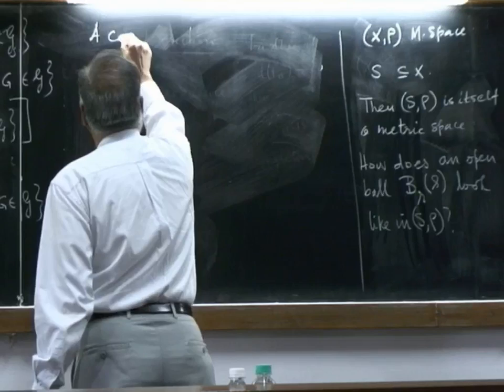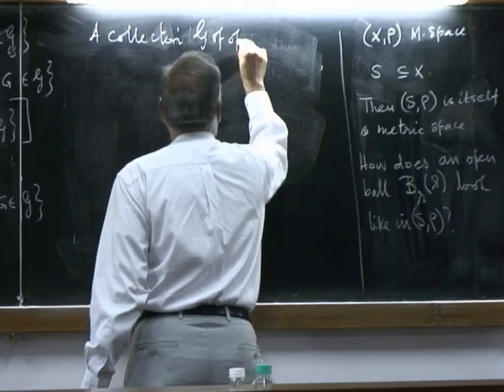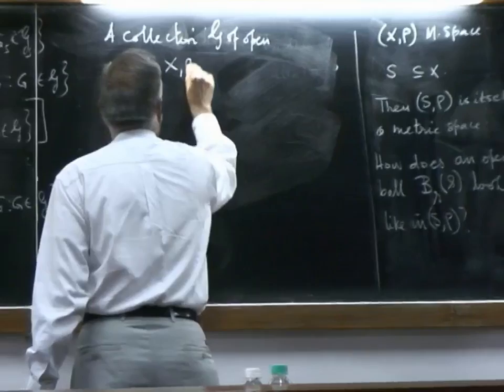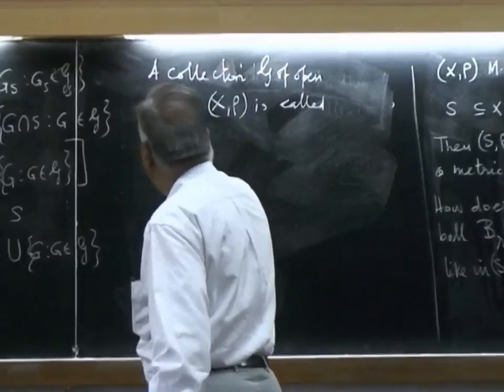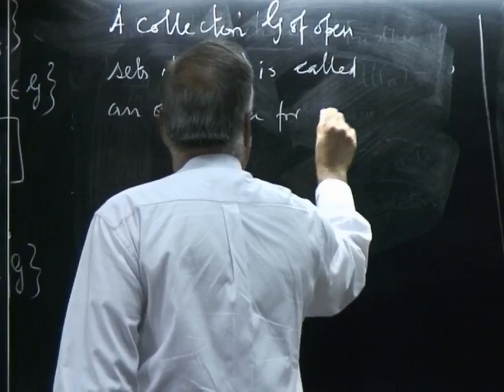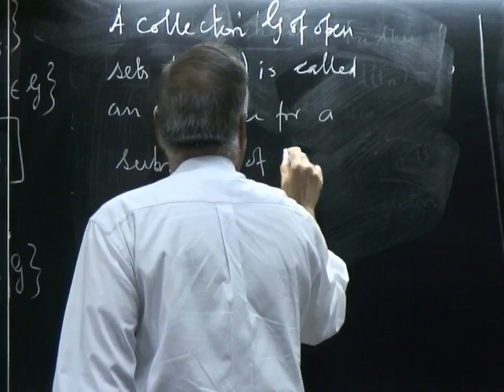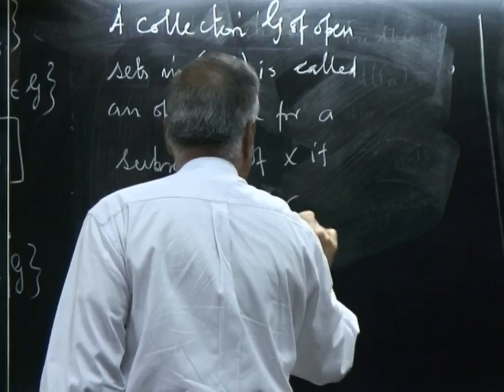Okay. So, therefore, this gives us the definition: a collection G of open sets in X, rho is called an open cover for a subset S of X if S is contained in the union of all the G's, where G belongs to the collection.